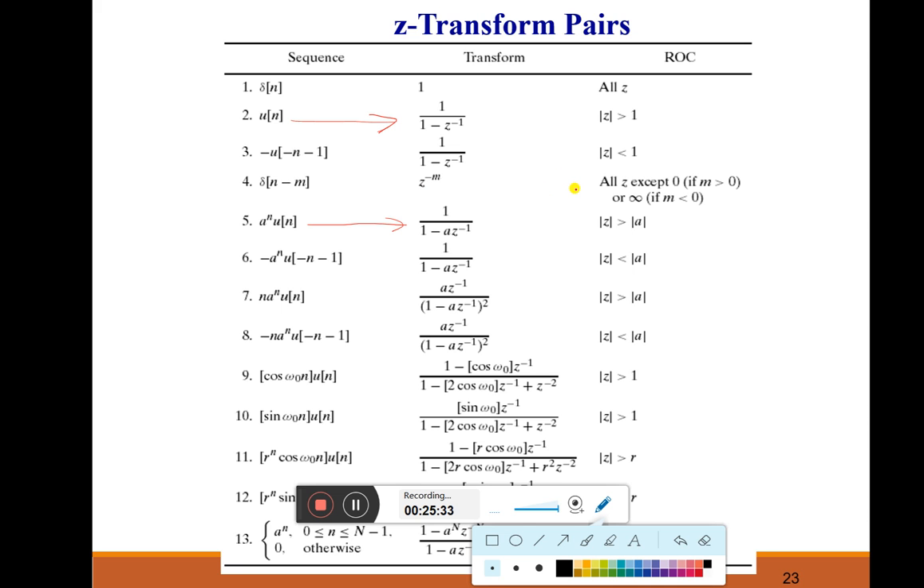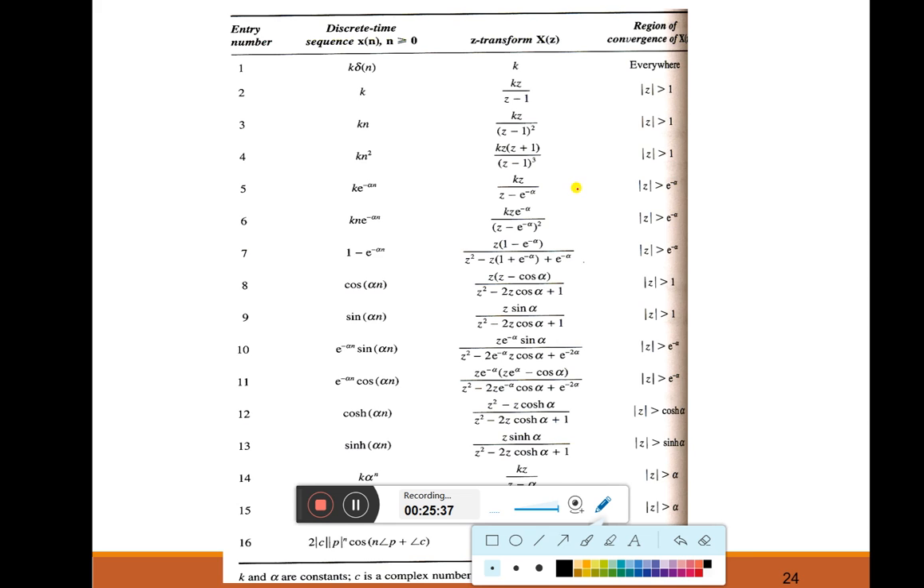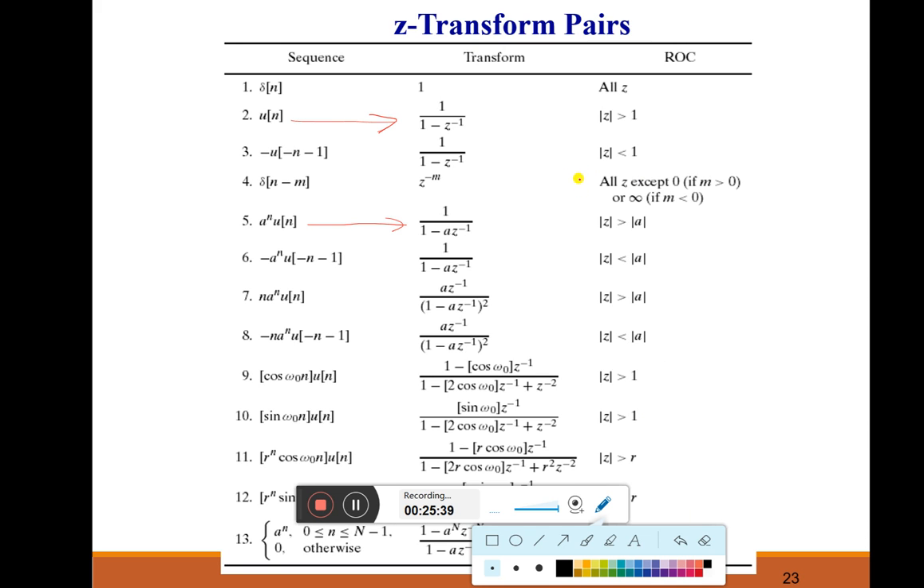Okay, so for that kita berhenti dekat sini dulu. So basically that is Z transform, and I will give you more examples later on. Alright, thank you.